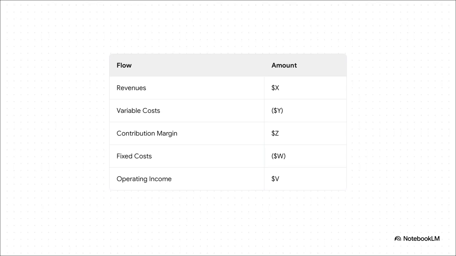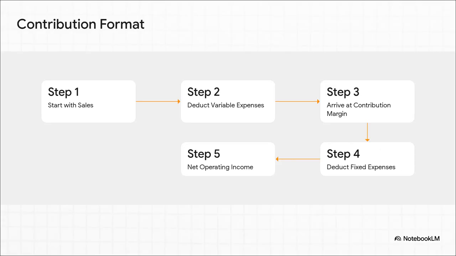This behavioral view is basically a game changer for managers trying to figure out how profits will be impacted when their sales volume goes up or down. I want you to literally burn these 5 sequential steps into your memory. It's a vital hack for the board exam. Ready? 1. Start with sales. 2. Deduct all variable expenses. 3. That gets you to your contribution margin. 4. Deduct all fixed expenses. And 5. You arrive at your net operating income.